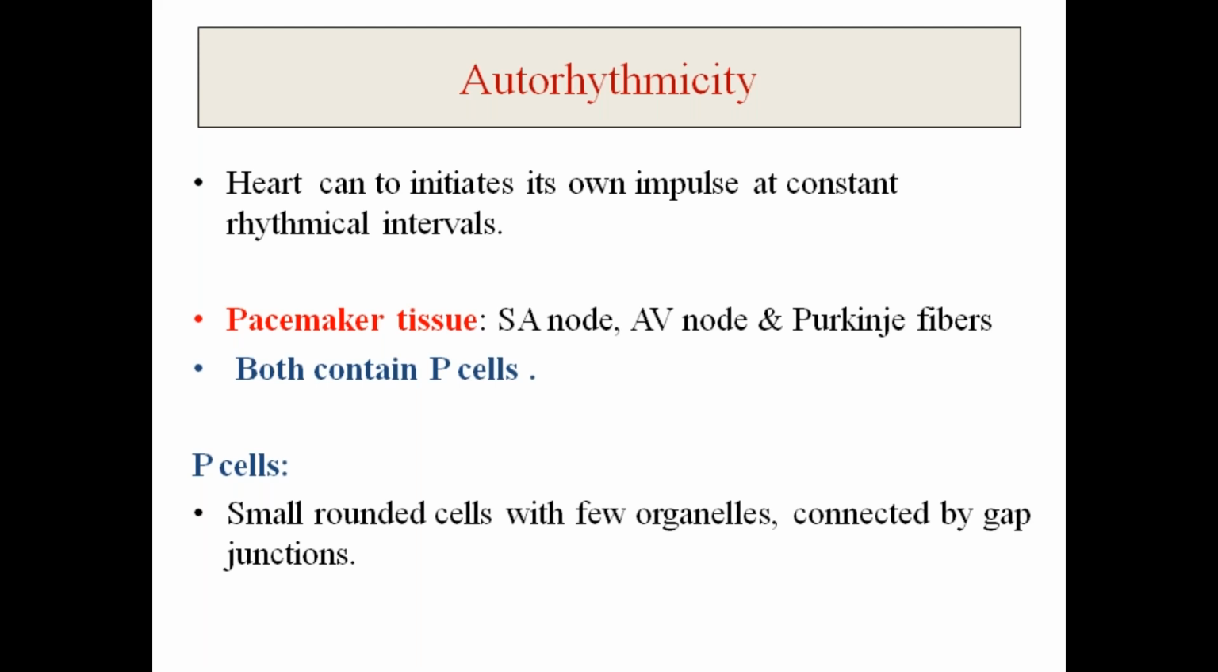But since the SA node generates impulses at the maximum rate, we call it the pacemaker of the heart. And in the pacemaker tissue, there is a specialized type of cell which we call the P cell. These P cells are small rounded cells. They have few organelles and they are connected with each other through gap junctions. So these are specialized cells which are present in the pacemaker tissue.